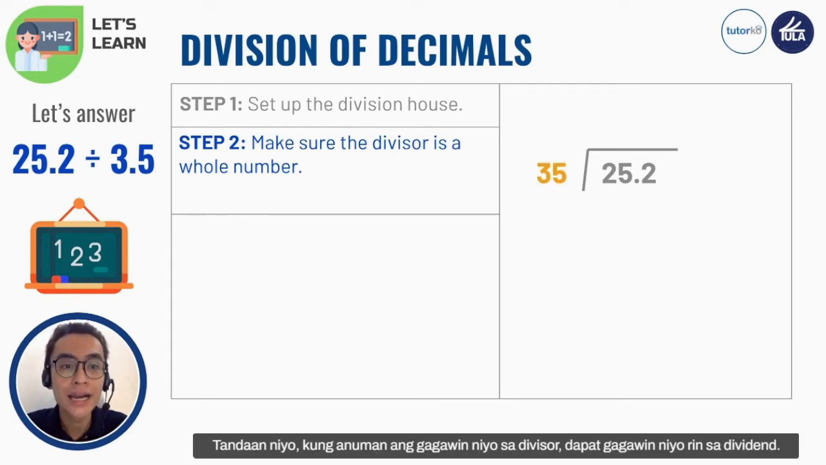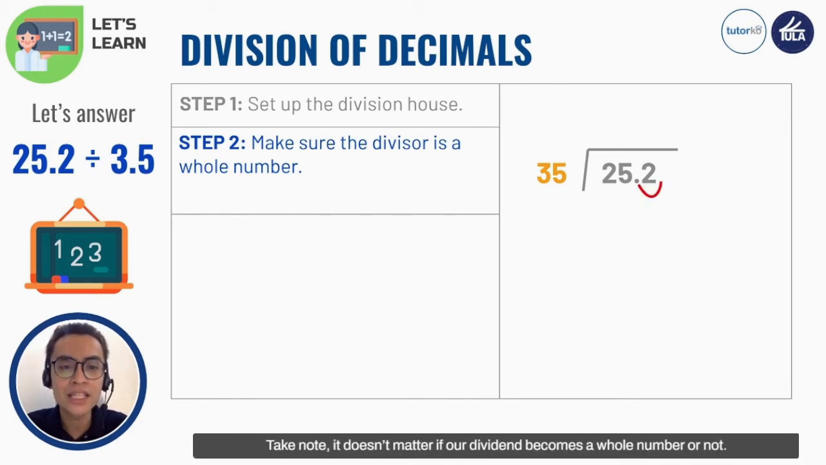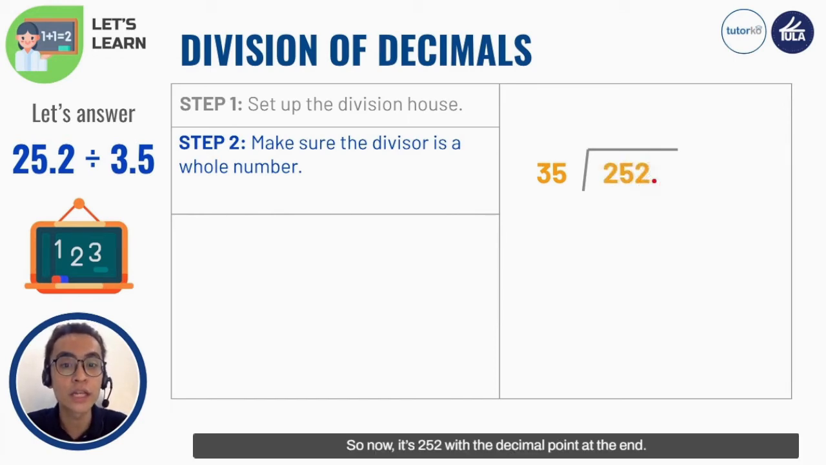Tandaan nyo, kung ano man ang gagawin nyo sa divisor, dapat gagawin nyo rin sa dividend. So, since we moved the decimal point of the divisor to the right once, we also have to move the decimal point of the dividend to the right once. Take note, it doesn't matter if our dividend becomes a whole number or not. What's important is that we move its decimal point the same number of times as the decimal point of the divisor. So now, it's 252 with the decimal point at the end.